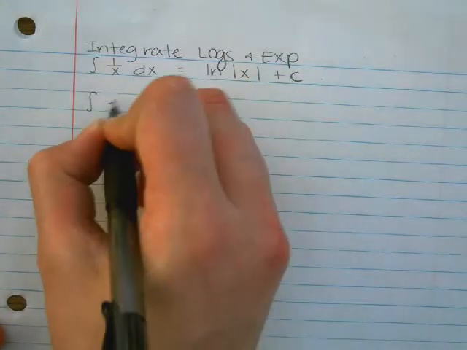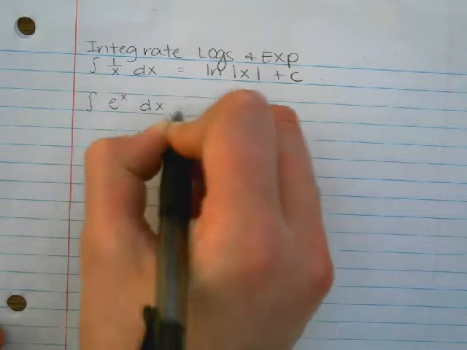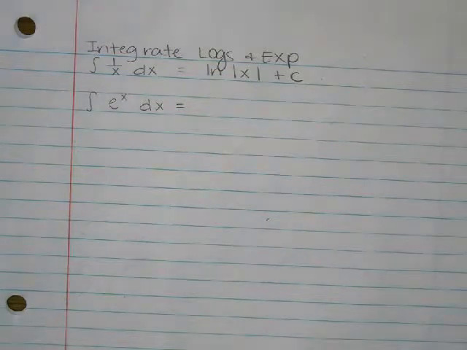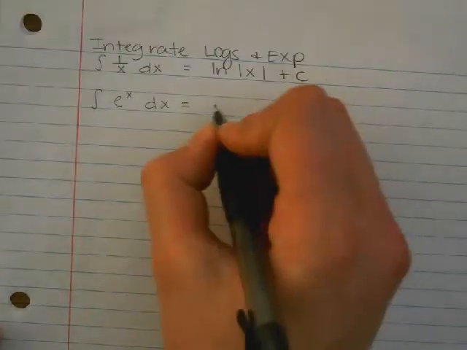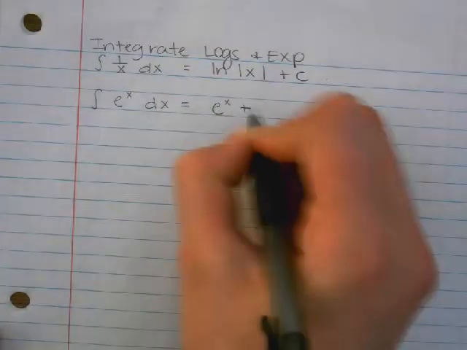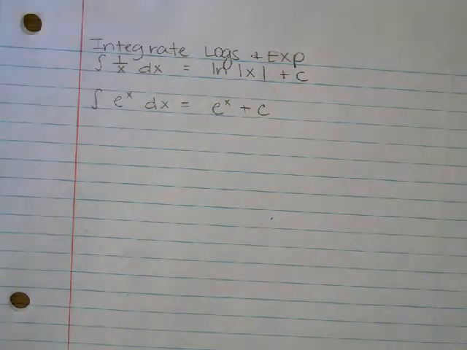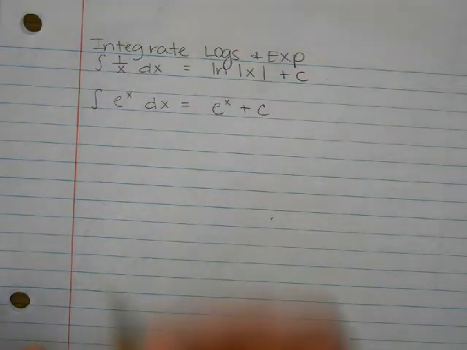The next one is e to the x. Do you remember what we could have taken the derivative of that would have given us e to the x? It's e to the x. The derivative of e to the x was itself, so when you integrate e to the x, it's going to be the same way.